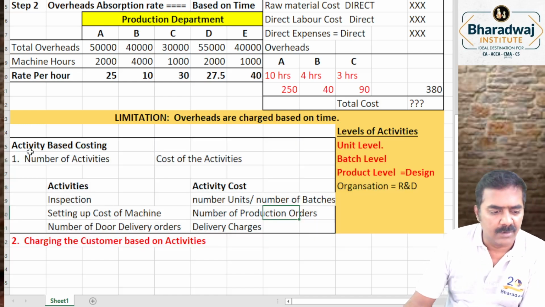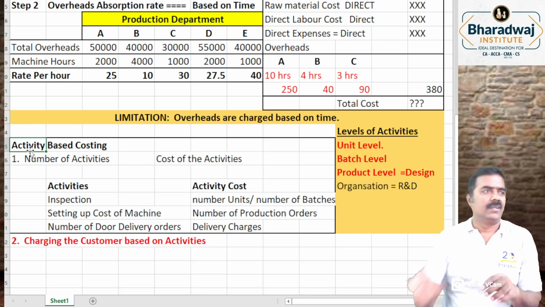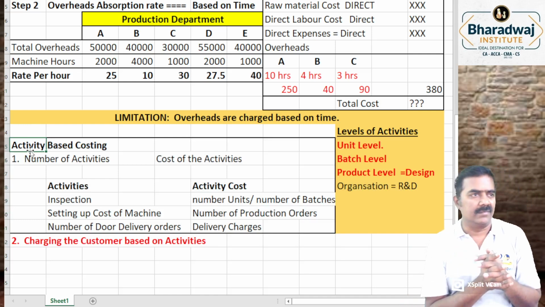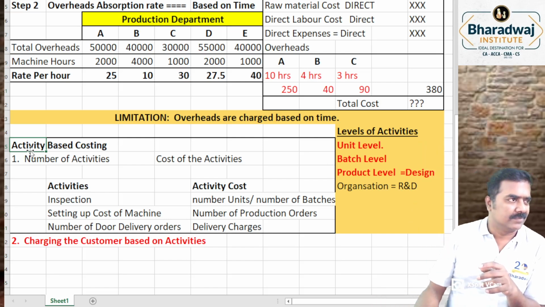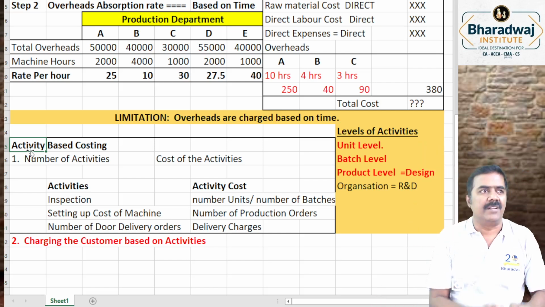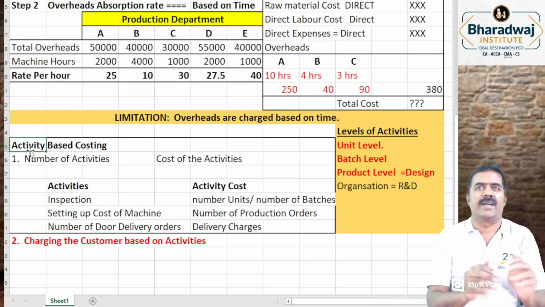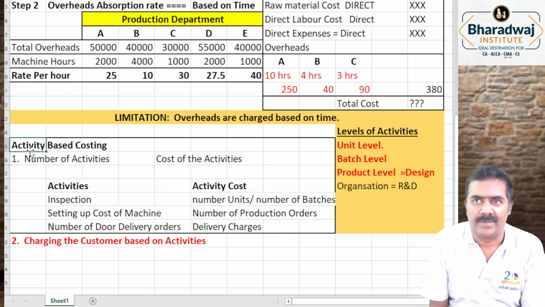So what we are going to do today or next class is the solution to problems. Now, how will your exam problem be? They will give a traditional approach, work out the cost. They will give you an activity-based approach, work out the cost, compare and comment.